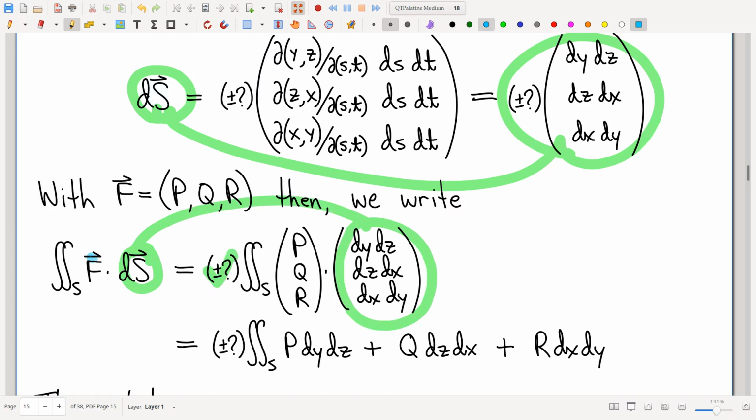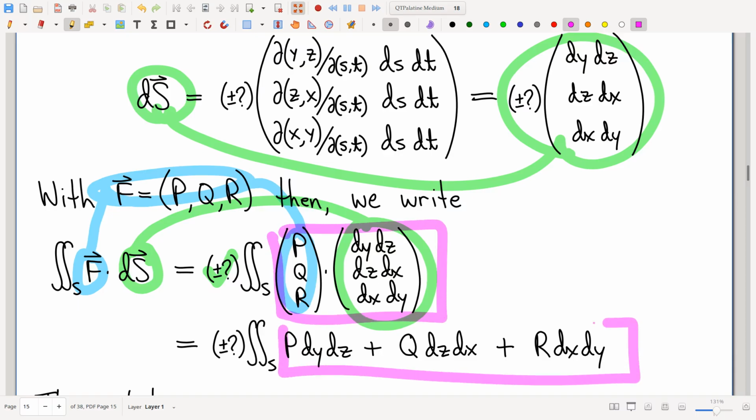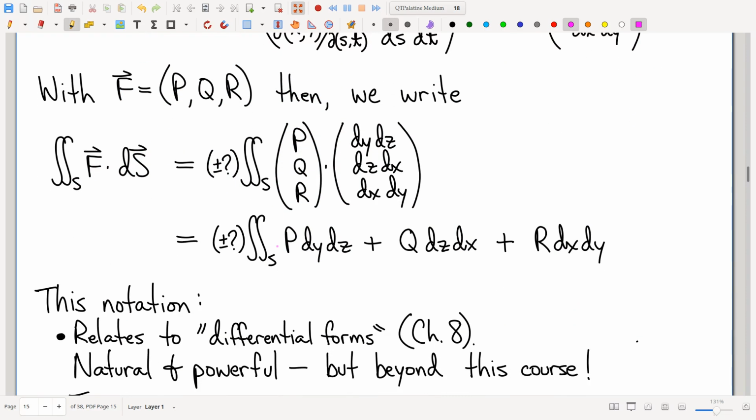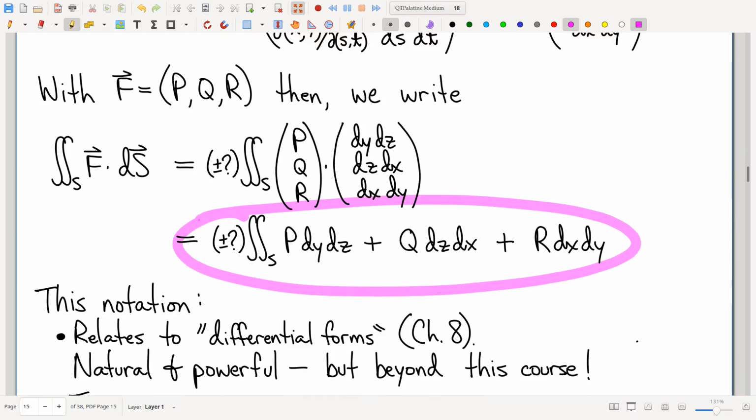And if your vector field is PQR, then notice again we get a dot product that you can expand, and we have here a new alternative notation for vector surface integrals. I'm going to call these coordinate surface integrals. This is an alternative notation for that.